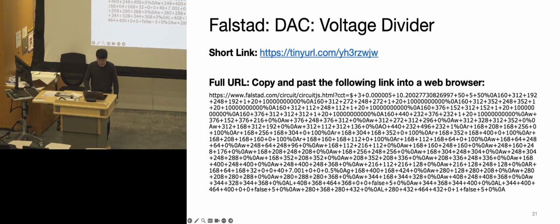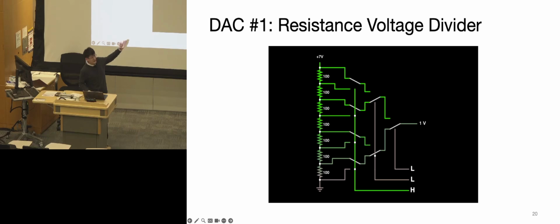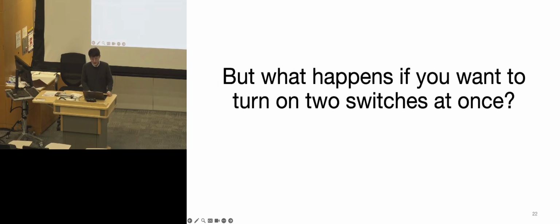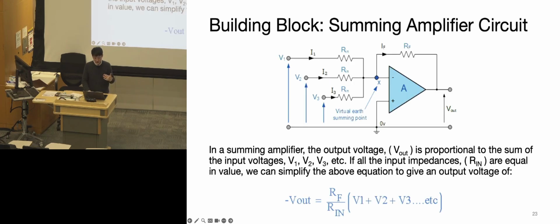Perfect. So now that you see a bunch of switches here, what if you want to close two switches or more at the same time? And hopefully also save some of the resistors that are dedicated to the 2 to the n power design. They are actually a building block for that. This is what they call a summing amplifier circuit.